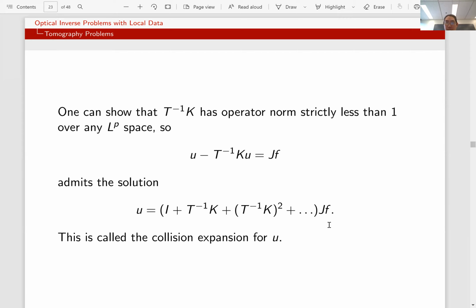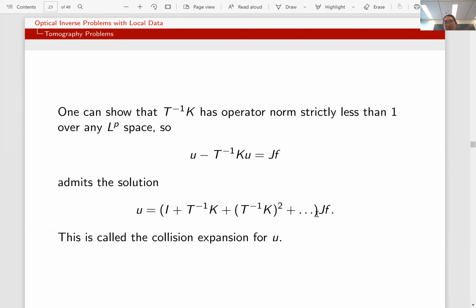The reason why is that if you look at the terms, the nth term talks about the light that's collided with something and scattered n minus 1 times. So the very first term in the collision expansion, JF, corresponds to light that just satisfies a transport equation, so it moves in a straight line without any scattering. If you look at the second term, T inverse KJF, JF is the light that moves in a straight line. K of JF is an integration of this up in angles. And then T inverse says this is satisfying the transport equation again.